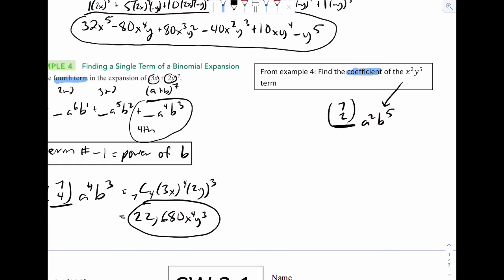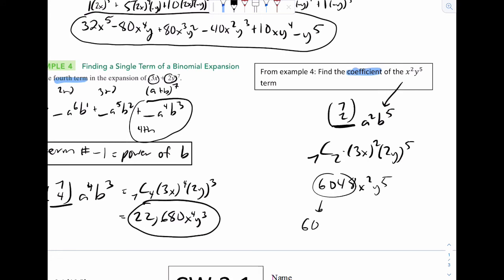And then from there, just plug it in. We know that a is 3x. So let's rewrite this: 7 choose 2. A is 3x, so 3x squared, and b is 2y. And then from there, plug it into your calculator, and you get 6,048 x squared y to the 5th. However, it's just a coefficient, so you just want to pull that out. And that's your answer, 6,048.